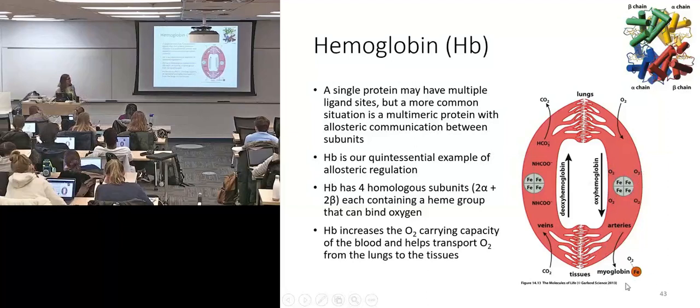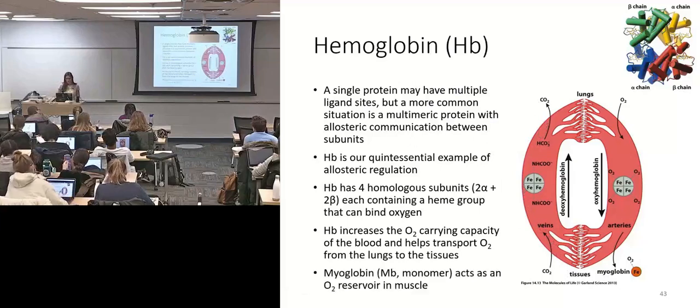Myoglobin hangs out in the muscles and will store the oxygen. Okay. Myoglobin is like a single subunit of hemoglobin. And then we have now deoxyhemoglobin. It can pick up CO2, okay, that's in your muscles and carry it out to the lungs, and then you can breathe your carbon dioxide out. Okay. Myoglobin is our monomer, and it acts as an O2 reservoir in muscle.